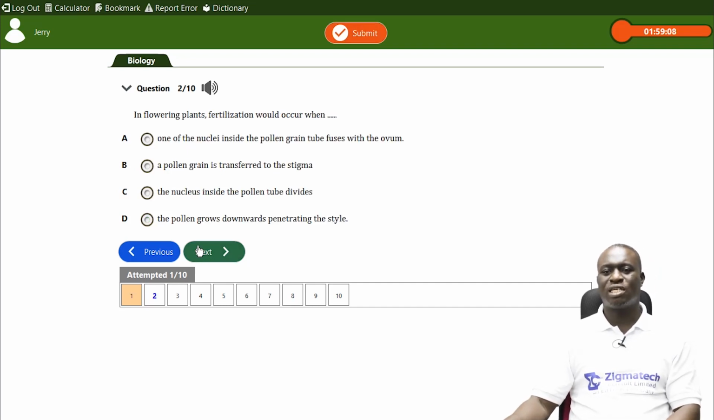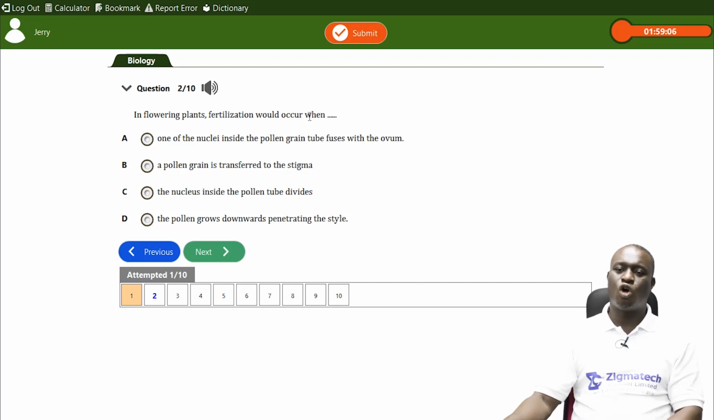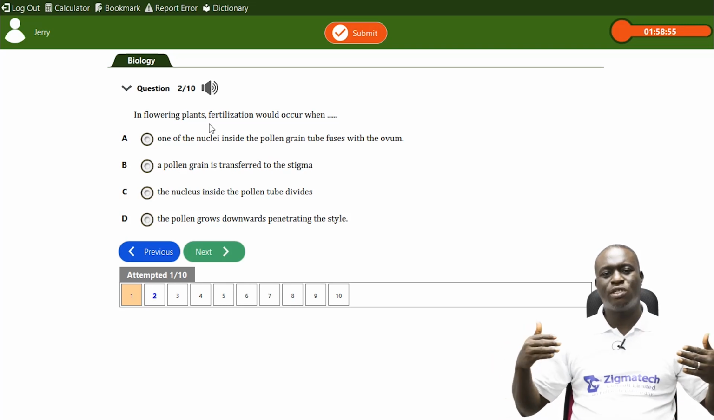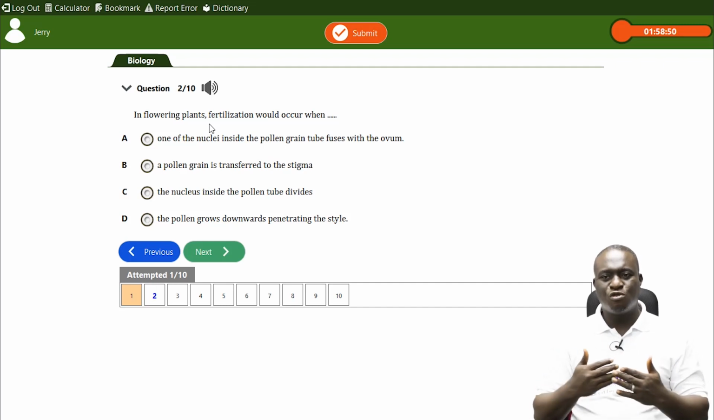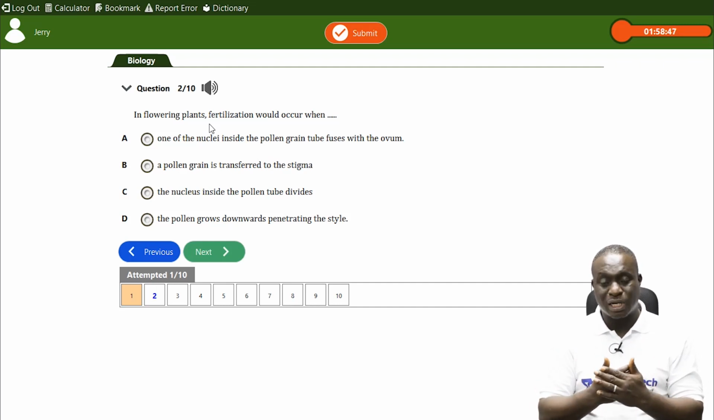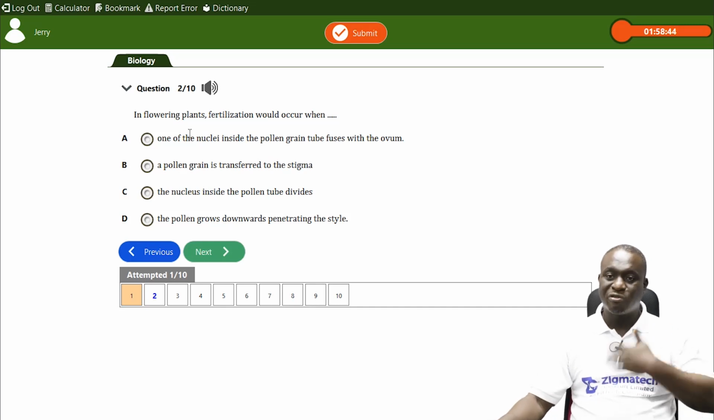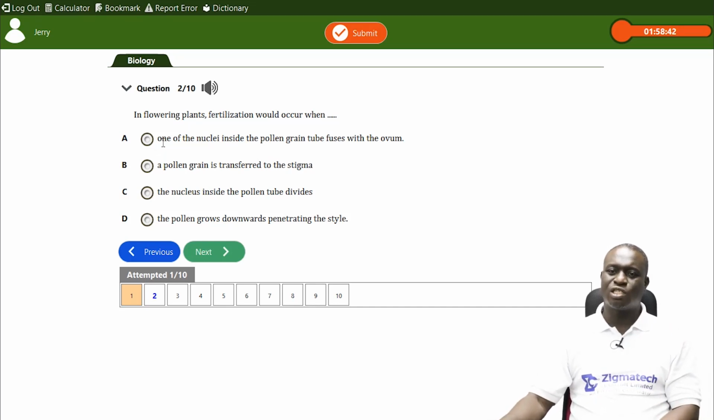And then question 2 says, in flowering plants, fertilization will occur. Though we've not talked about fertilization, the same notion is explained under reproduction in humans. Fertilization has to do with the fusion of the nuclei of two gametes. Once there is a fusion of the nuclei, it is referred to as fertilization. So the correct answer is one of the nuclei inside the pollen grain tube fuses with the ovum. So it is the fusion that brings about fertilization.